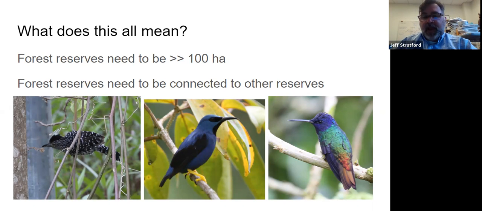They also need to be connected to other forest reserves. You can have a large forest plot, but if it's not connected by some sort of forested corridor, birds aren't going to use it because either they are unwilling to cross open areas, or they are simply unable to reach these forest patches. So in conservation of the species, you're really going to have to plan out appropriate measures.